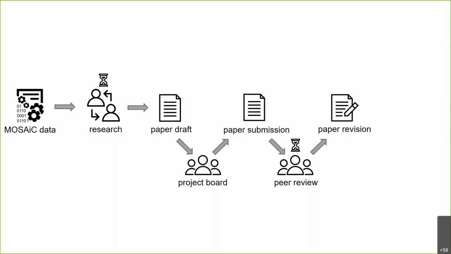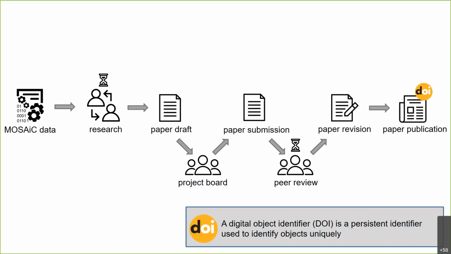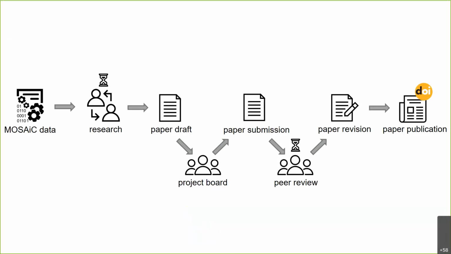After that, hopefully it's accepted, maybe with revisions, and published with a DOI. So you're probably familiar with DOI, Digital Object Identifier. It's a persistent identifier used to identify objects uniquely. It's used for published papers, as well as for data sets in data repositories. So in MOSAiC, we put lots of focus on the publication of data. So all data used in papers should be published before, ideally, and referred to in your papers. So what does publish mean at all?